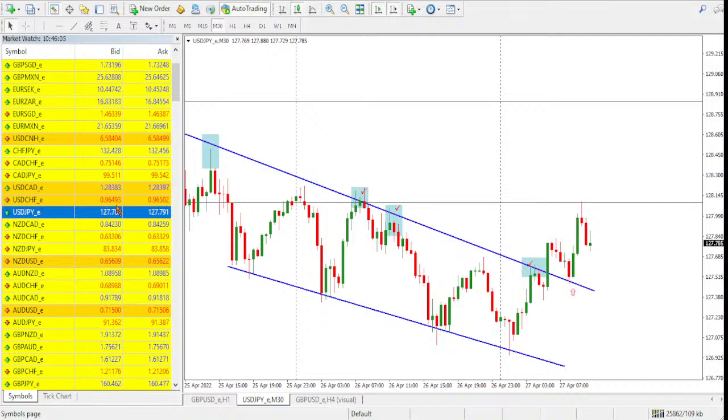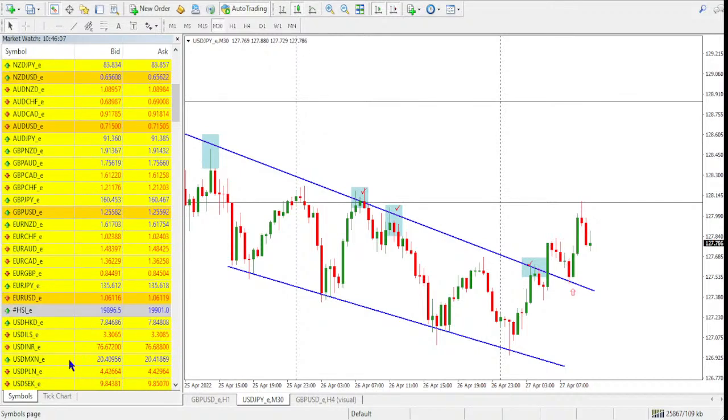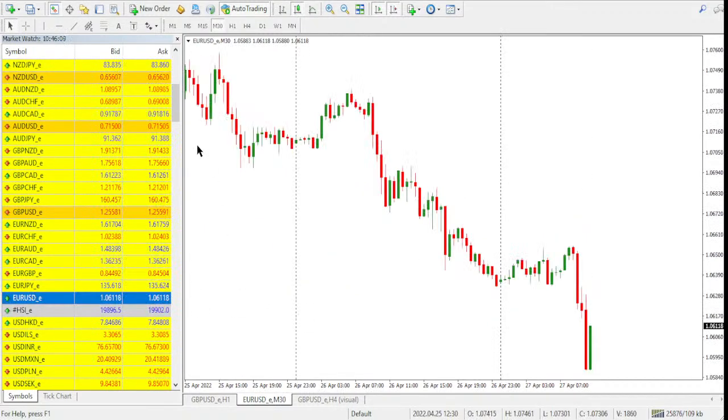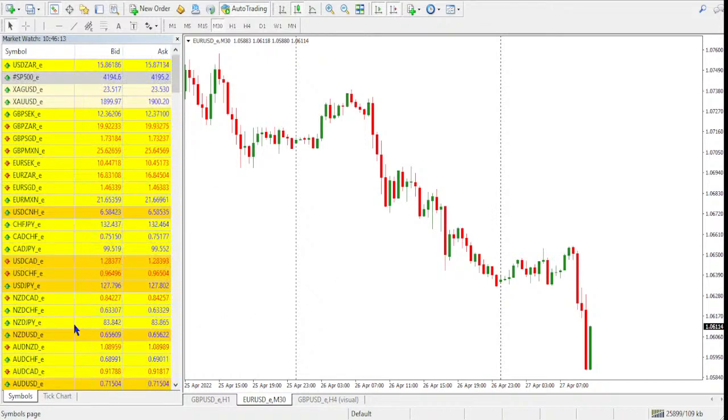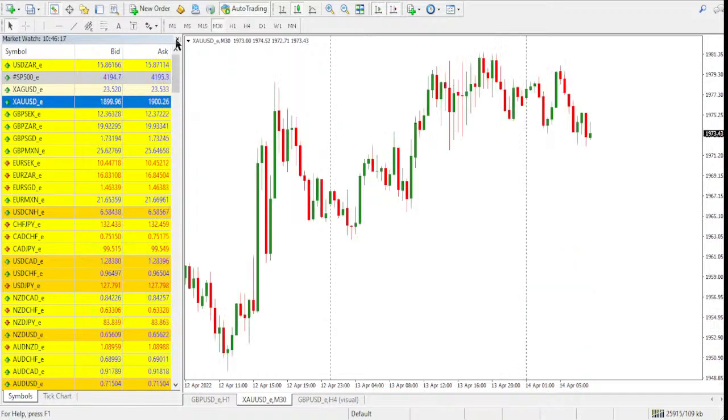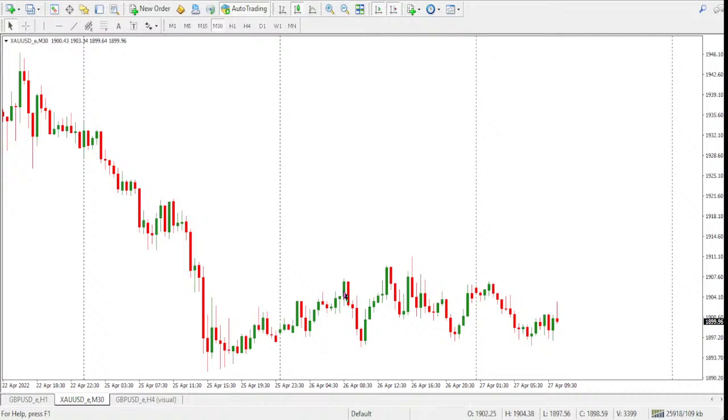I will look at the next chart, which is Euro USD. We've looked at Euro USD, I believe. We've also looked at GBP USD. So the next chart is going to be gold. So on gold so far, look at what's happening.